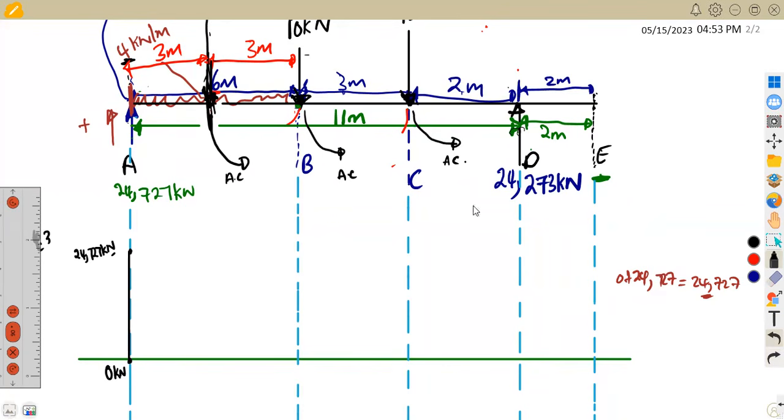Then let's check what is happening between the points A and B. Between these two major points, there is a distributed load, if you check here, of 4 kilonewton per meter, affecting 6 meters. So we multiply the 4 and the 6, and we get 24. So we're going to subtract that from the 24,727, where we are at this point.